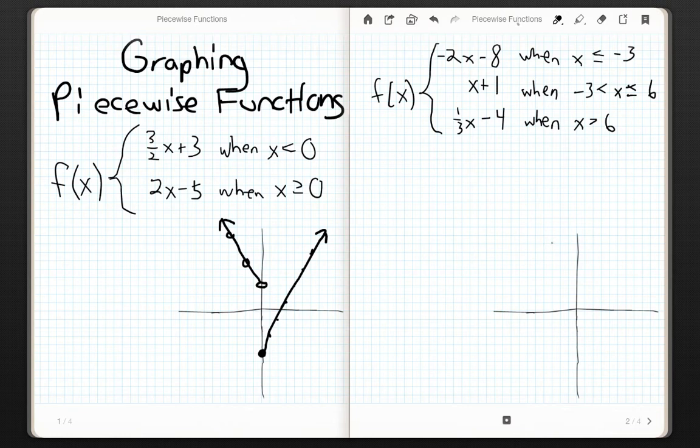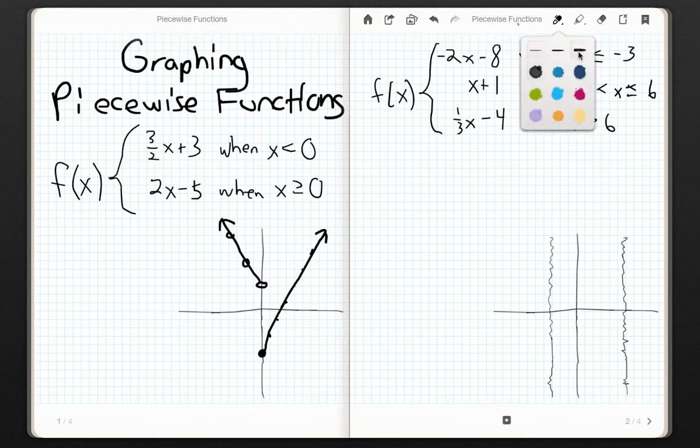So let's draw some thin lines at where x is -3 and where x is 6 to help us graph these lines. So here is where x is -3, and here's where x is 6. So these are just guidelines. These are not part of the graph, but they're going to make graphing the actual function easier. So let's look at this first one here. F of x is -2x minus 8 when x is less than or equal to -3.